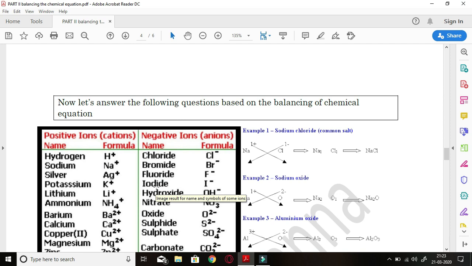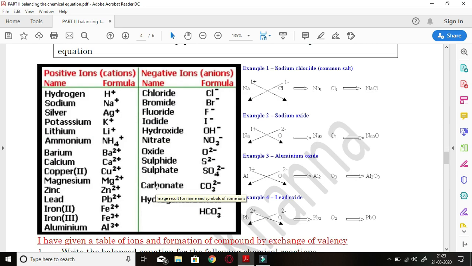Let us practice and see whether we are able to solve these equations or not, whether we are able to go from the skeletal equation to the balanced equation. For your help, I am giving a chart here. If you look here, this was there in your chapter number 3 in class 9th, where positive ions, cations, and anions are given to you. Now these two will be able to form a chemical compound.